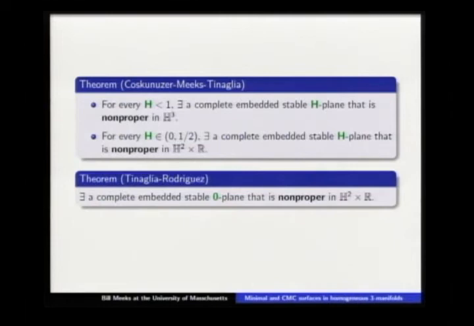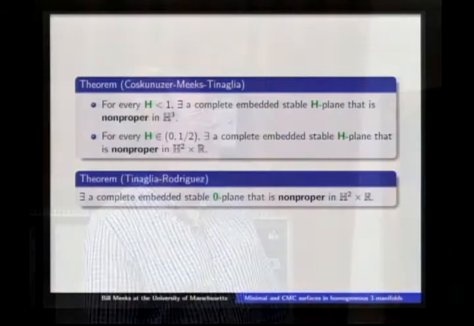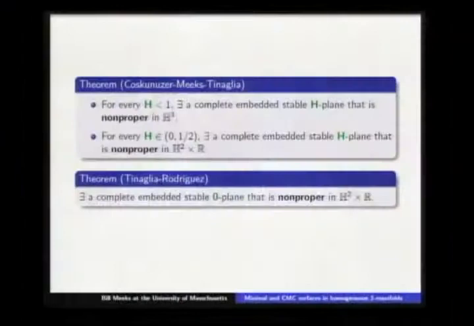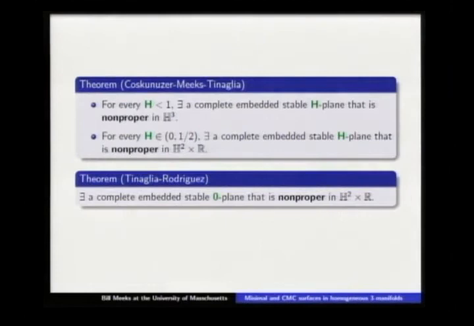And in H2 cross R, for any value between 0 and 1/2, where 1/2 is the critical mean curvature, again one can construct these planes. And earlier, these people found minimal examples that were not proper. Complete, embedded, but not proper. Okay? So that at least lets us understand some examples. We'd still like to know the general answer to that conjecture.